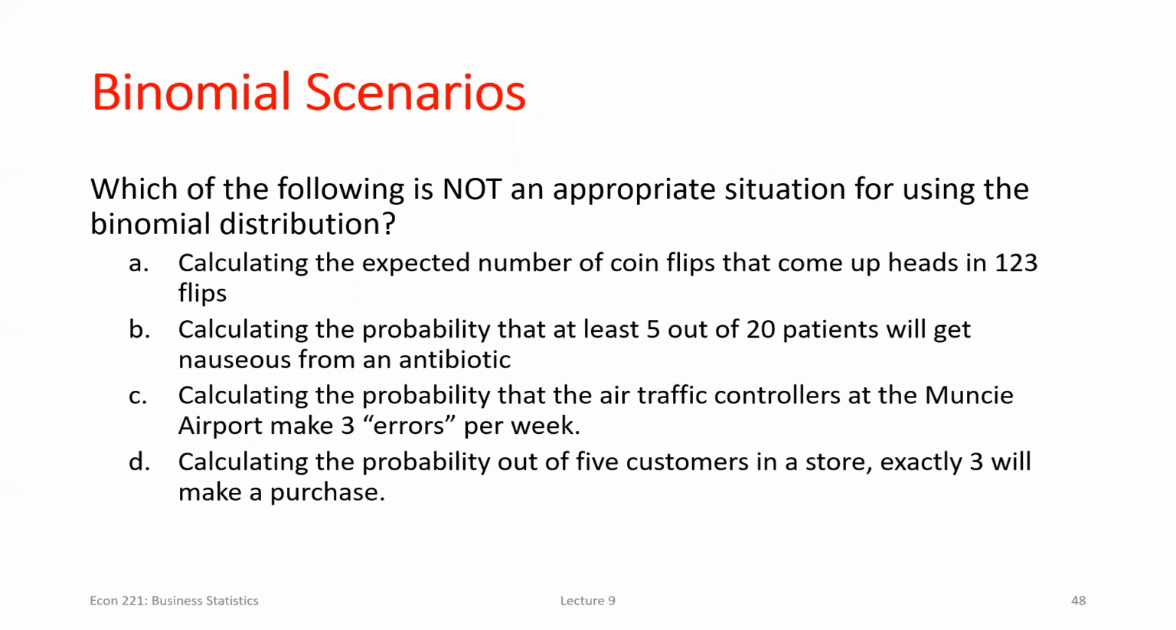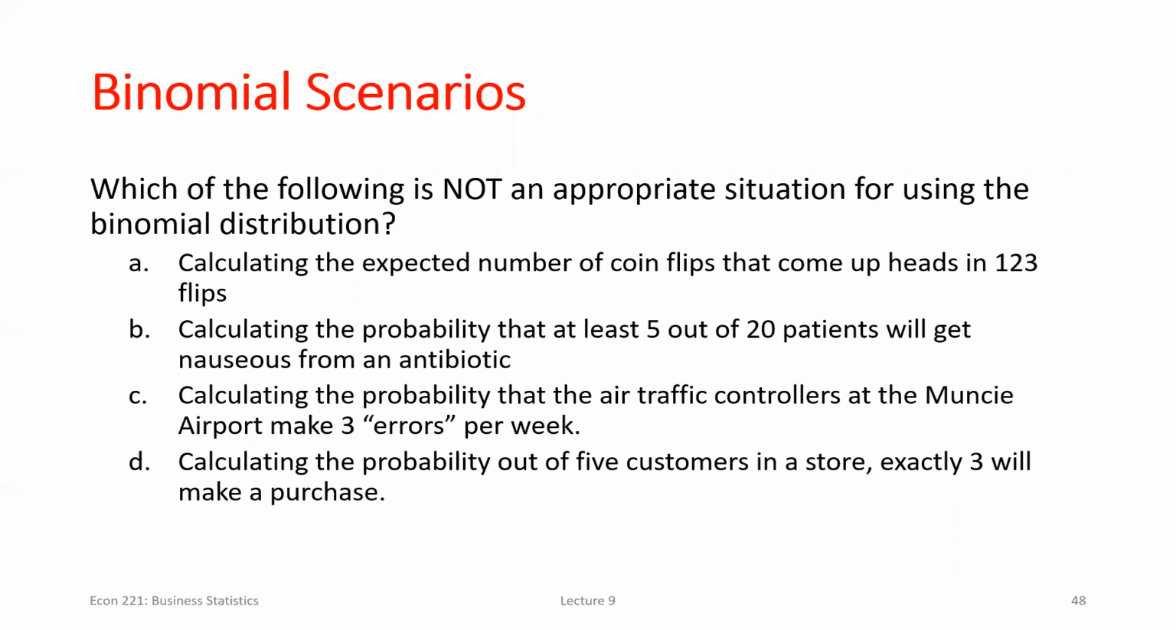Calculating the probability that air traffic controllers at the municipal airport make 3 errors per week, or calculating the probability that out of 5 customers in a store, exactly 3 make a purchase. So which of these would not be a very good situation to apply the binomial to? Think about what you would need to apply the binomial.